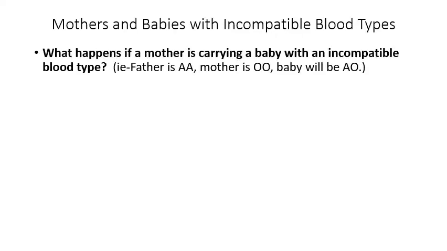What happens if a mother's carrying a baby with an incompatible blood type? Right, so let's say you have a father who's genotype AA, so he has blood type A, and a mother whose genotype is OO, so then they will definitely have a baby that has blood type A, genotype AO.